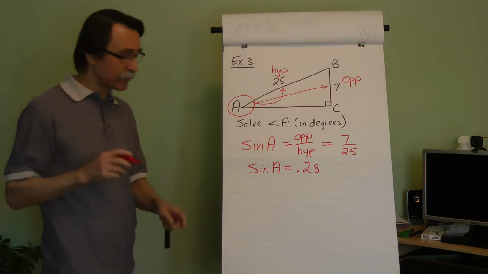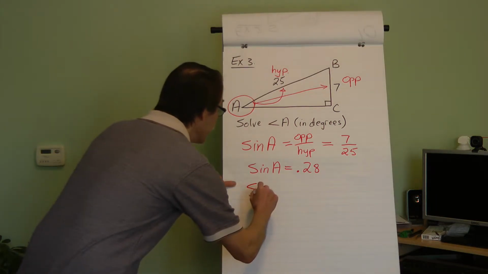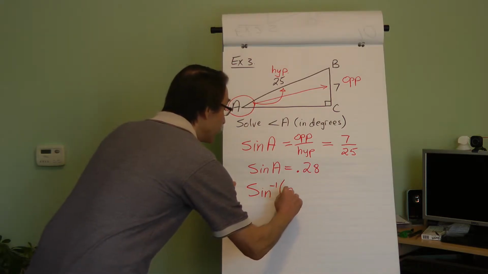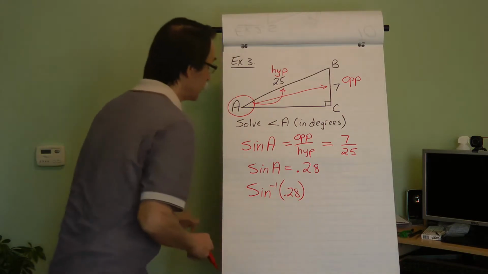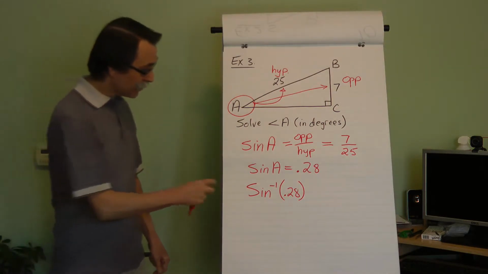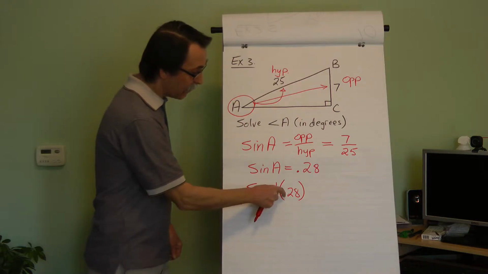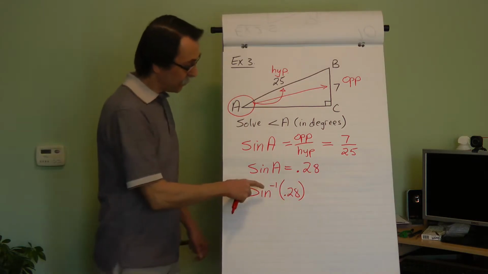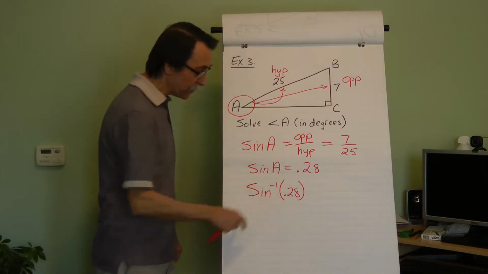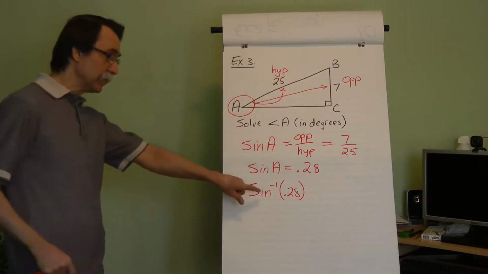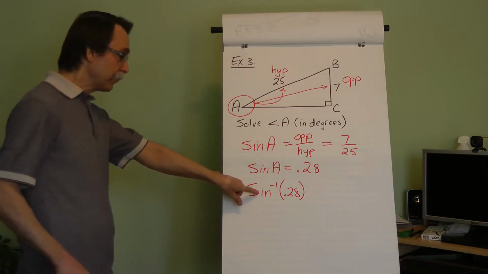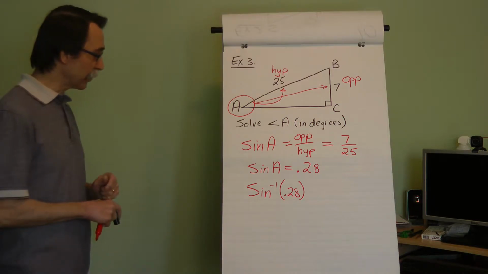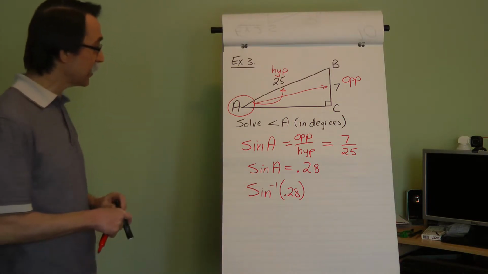Okay, so this is the notation. We go sine inverse of 0.28. That's how you say it, sine inverse of 0.28. It looks like a multiplication, but it's not really. It's just the notation. Some people say arc sine, but we won't go there. We'll use the phrase sine inverse.